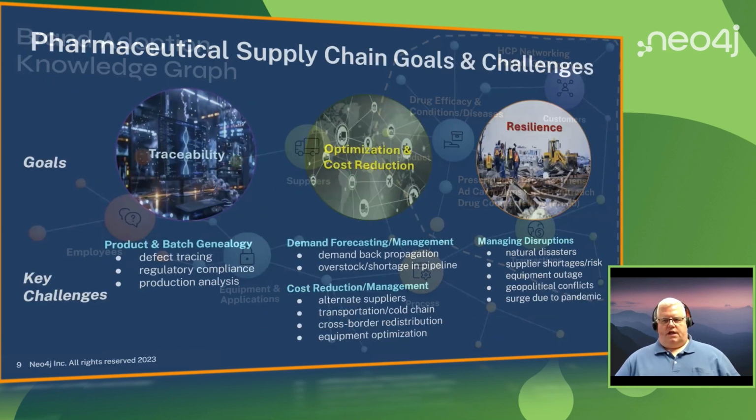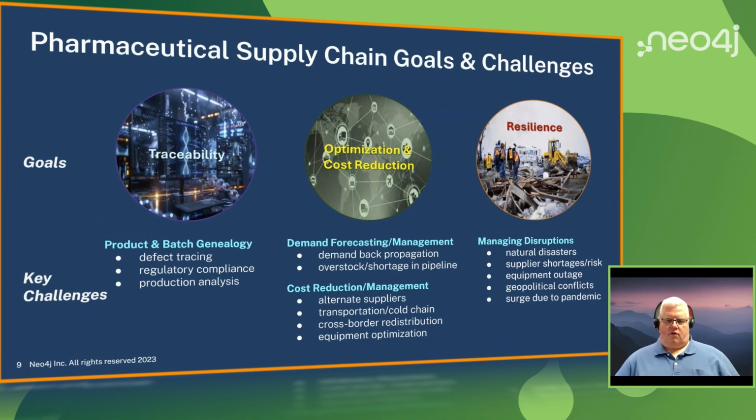Getting back to the pharmaceutical supply chain, some of the goals and challenges that I've seen across several customers I've worked with on implementing a supply chain in a graph are, obviously, traceability, looking at it from a product and batch genealogy standpoint, not only defect tracing, but regulatory compliance and production analysis where things are slowing down. Then optimization of cost reduction, that's a big issue right now as well. Looking at demand back propagation and some of the overstock and shortage in the pipeline, and looking at alternative suppliers and so forth, as well as cross-border redistribution and equipment optimization.